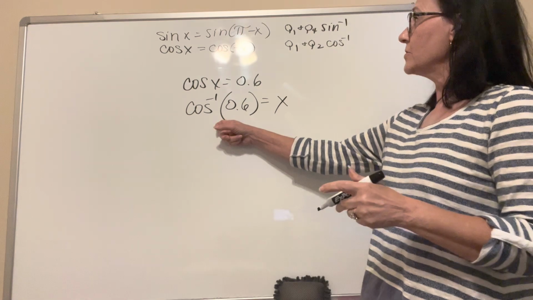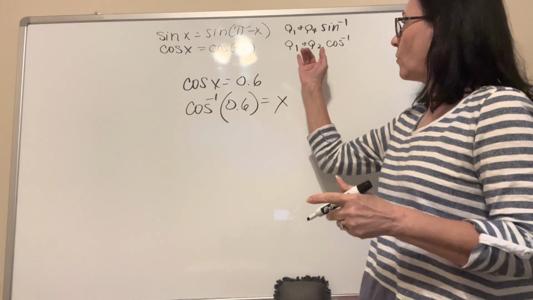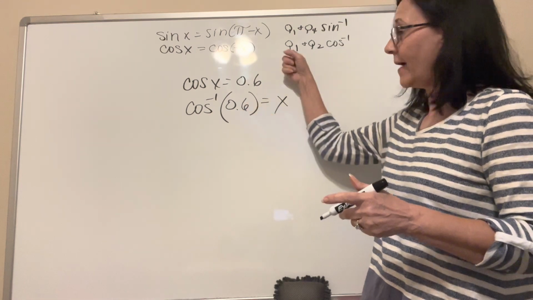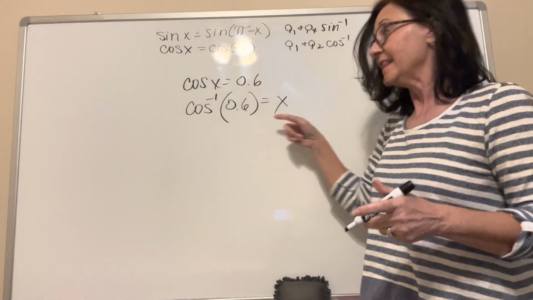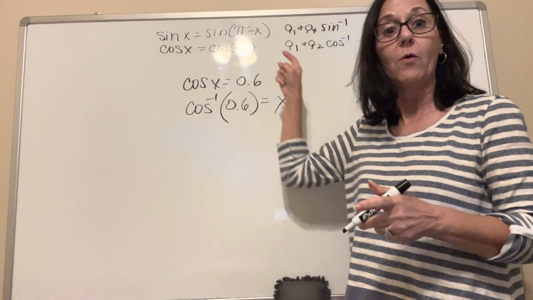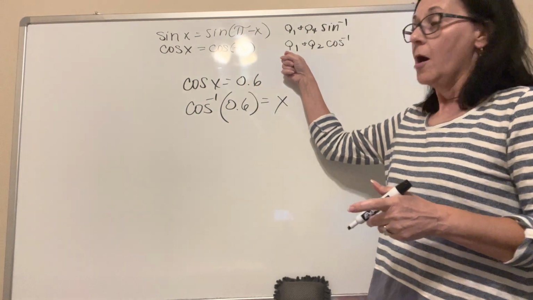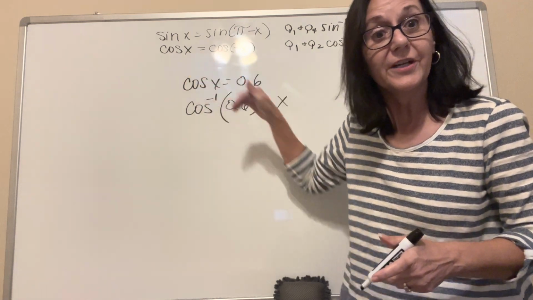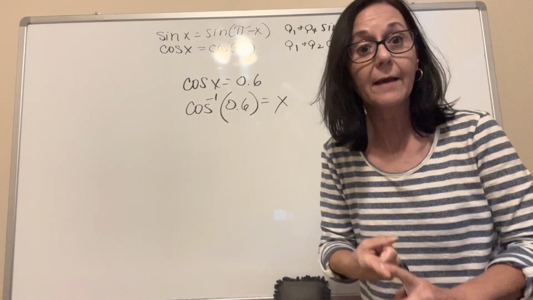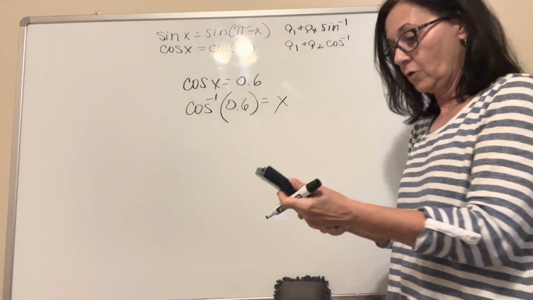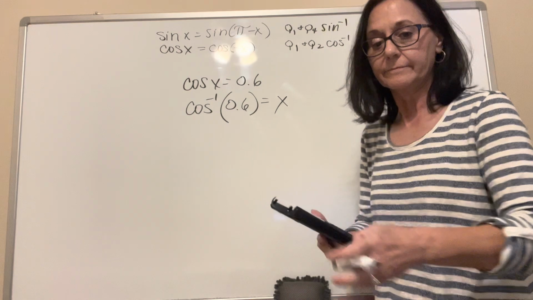When I do the inverse, what am I doing? I'm only looking at quadrants 1 and 2. In this case, because the ratio is positive, I'm in quadrant 1. So this in my calculator is only going to give me the solution in quadrant 1. But I know that there's another solution in quadrant 4. So the first thing I'm going to do is solve for the solution in quadrant 1.